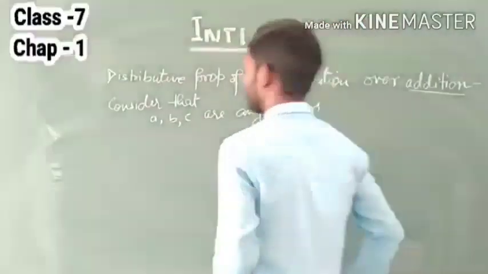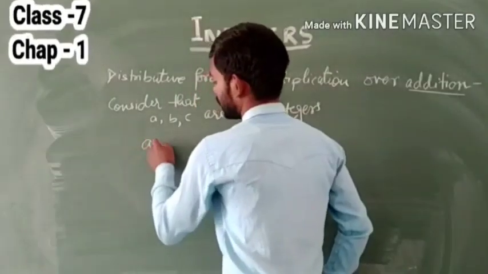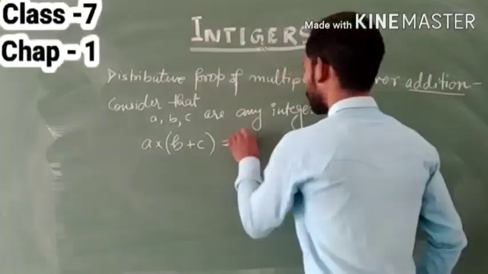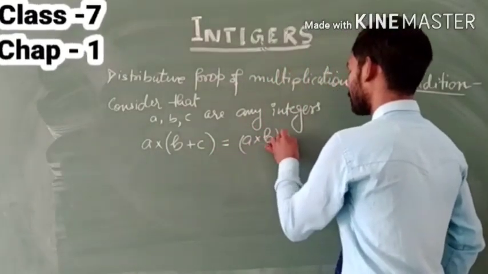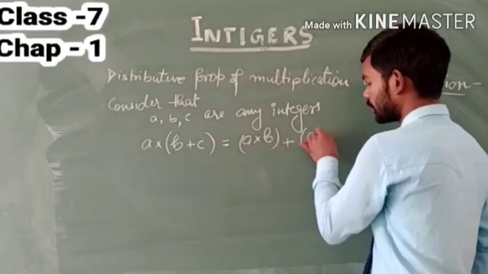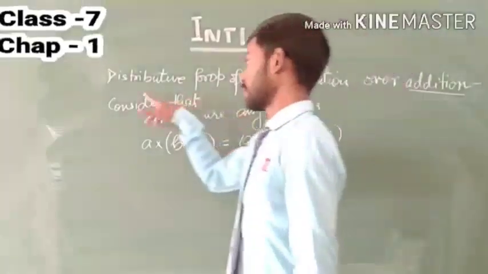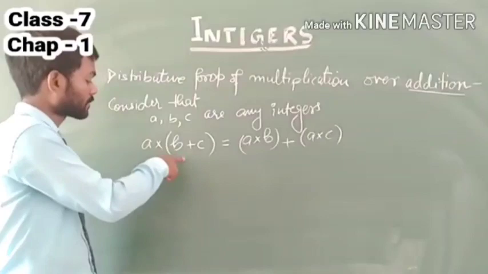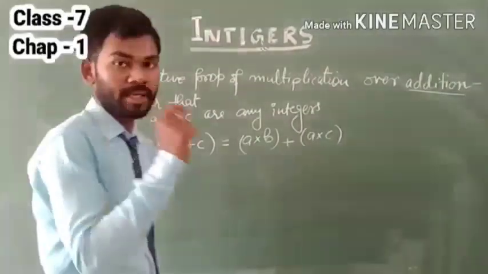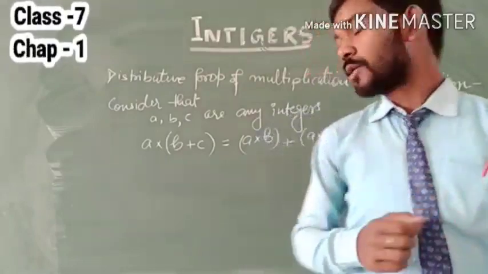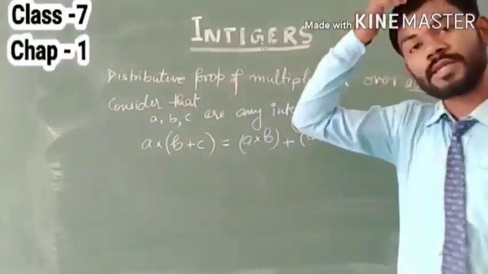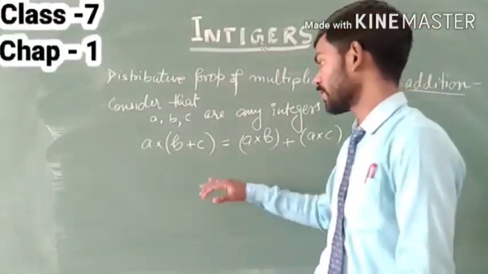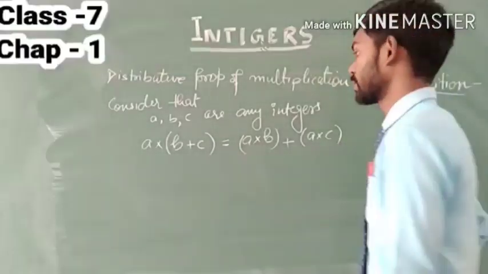So this may be written as A multiplied by (B plus C), which will be equal to A into B plus A into C. Why is it called distributive? Because here we can see that the distribution of A takes place. Therefore it is called the distributive property. Now let us see a counter example in order to prove this statement.